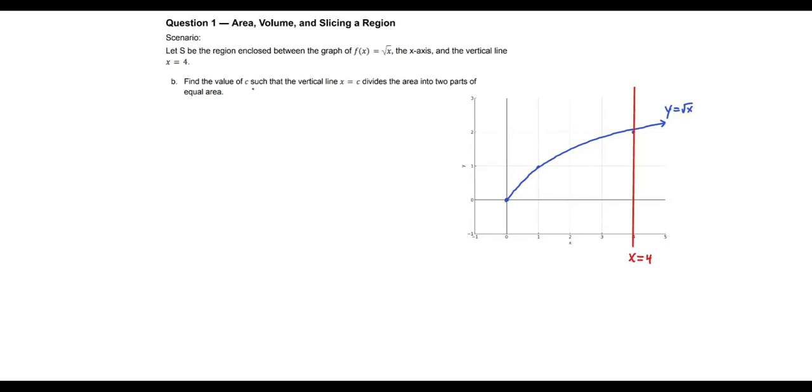Part B says find the value of c such that the vertical line x equals c divides the area into 2 parts of equal area. So if we come over here to the graph and we start at 0 and go to 4, there's going to be some point where, if we divide this up like this, actually here, I'm going to try to eyeball it first. There's going to be some point where when we cut this at a certain specific location, the area of one side will be equal to the area of the other side.